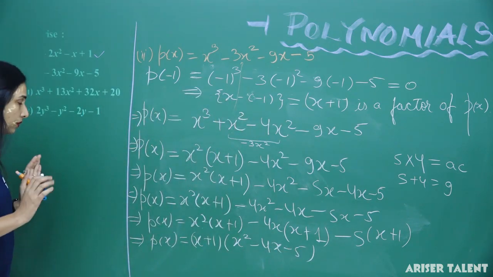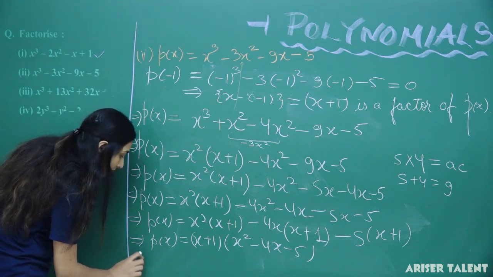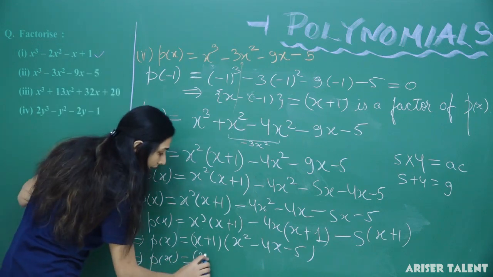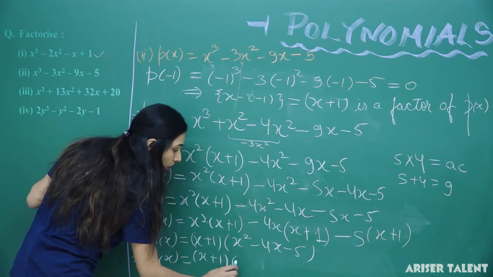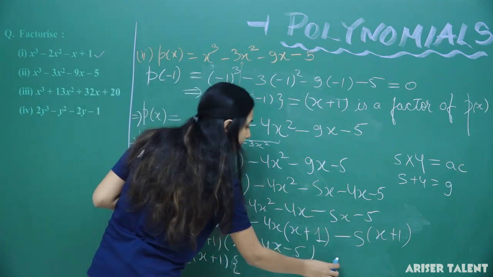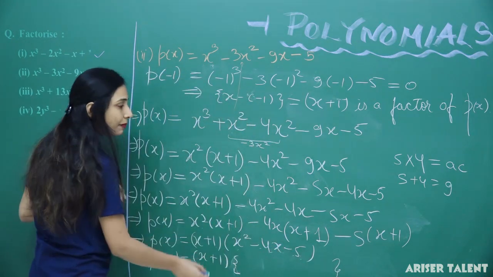Okay. Now, you will get P(x) equals to x plus 1. Now, we are talking about this x square minus 4x minus 5. So, 5 multiplied by 1.